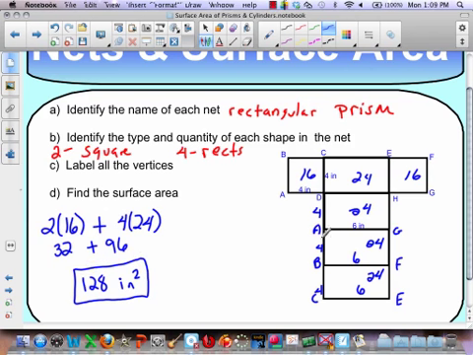Alright, so how bad was that to find surface area? Not bad. Is that something you guys want to do every time? Constantly having to find the area of each individual section? Or does it seem like there might be an easier way? Might be an easier way. So let's go ahead and skip a slide.